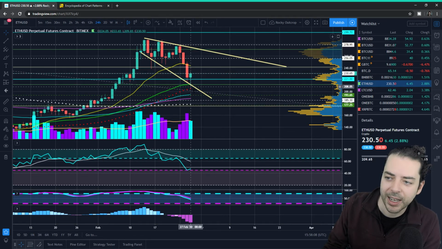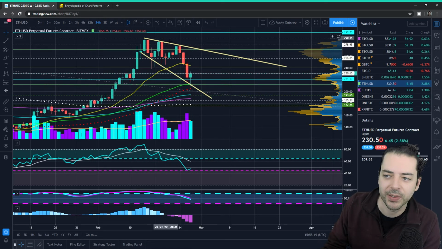And what's happened is it came down here and offered up a great entry for anybody, and I'm not a financial advisor, and none of this is financial advice, for anybody looking to long it up here. And of course, these two areas, the 221 and 211, provided great exits for anybody who's been shorting it down from the top side of this broadening wedge.